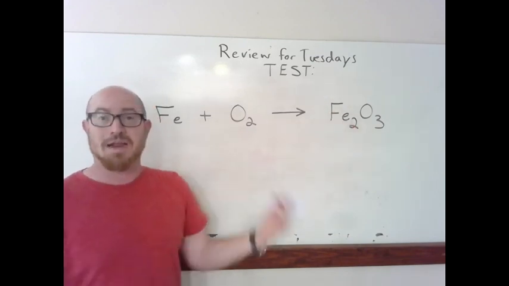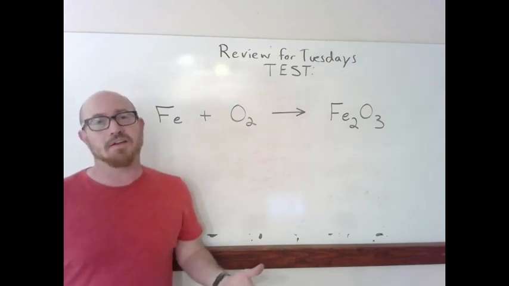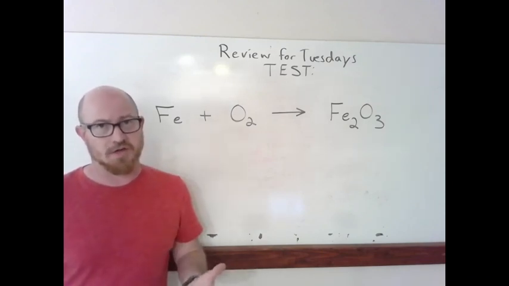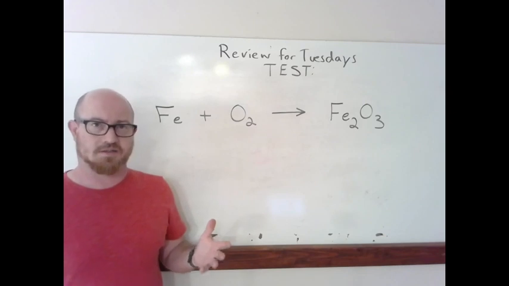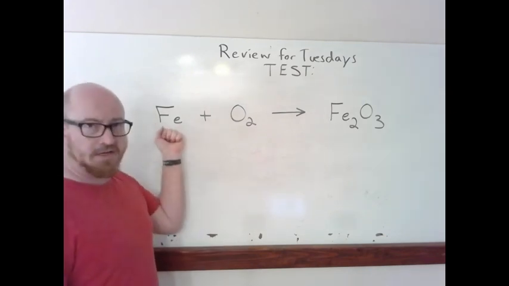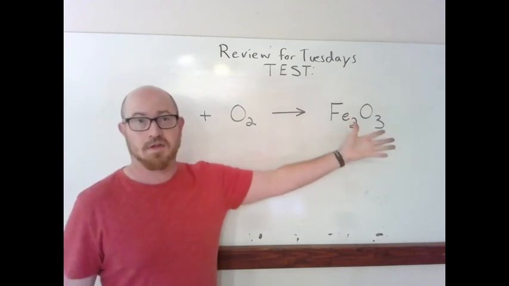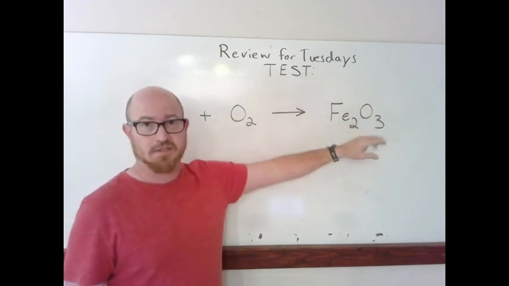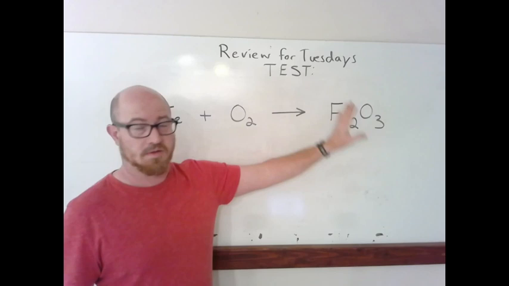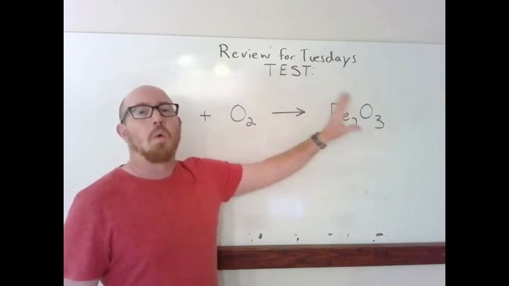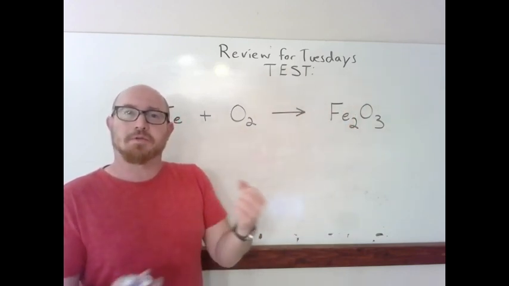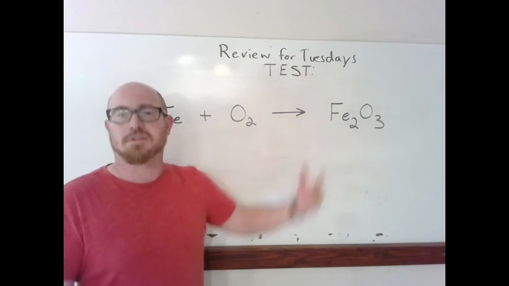They didn't just magically appear. So what we've got to do is balance this equation. And what we're really saying is this ingredient, iron, plus this ingredient, oxygen, will make rust. Okay? This is iron(III) oxide. It will make rust. But what proportions do they come together to make that rust? That's what we're looking for.